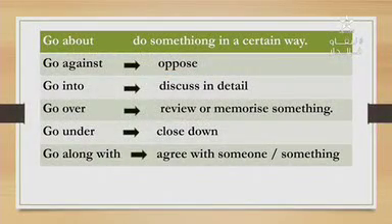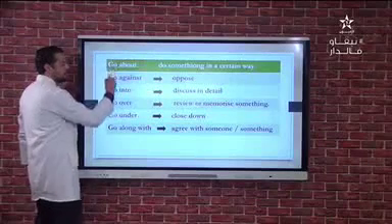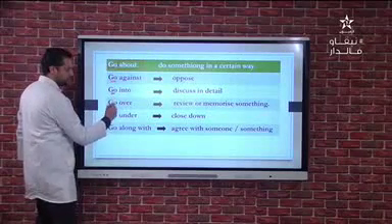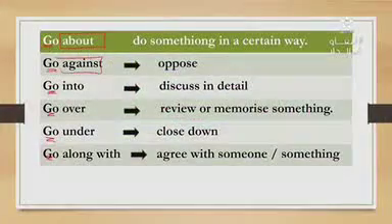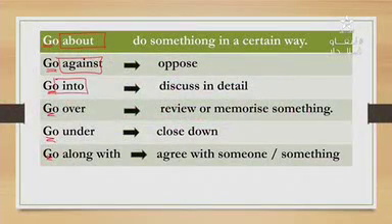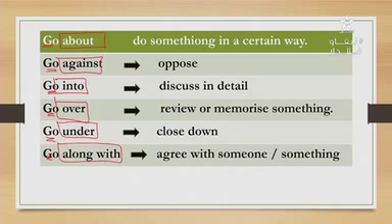explaining these phrasal verbs, let's have a look at the prepositions that are used here. We have the first one, as you can see, about. Here we have the same verb, it's go. Right, and here we have different prepositions and adverbs. For example, in the first one we have about, against, into, over, under, along with. And as you can see, we have the same basic verb, but with different prepositions.